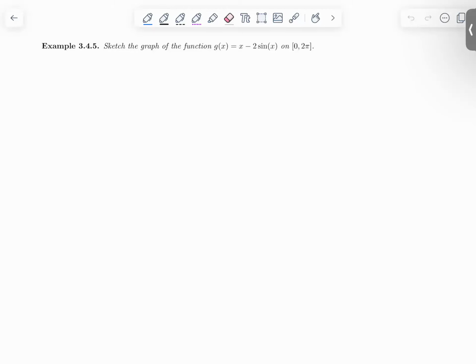Hey everybody, so here's the video on the exercises from 3.4. The first one is going to be sketching the graph of g of x equals x minus 2x sine x on the interval 0 to 2 pi. So first things first, step one, some preliminaries.